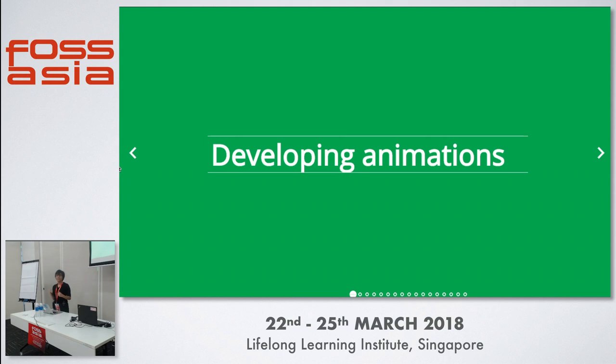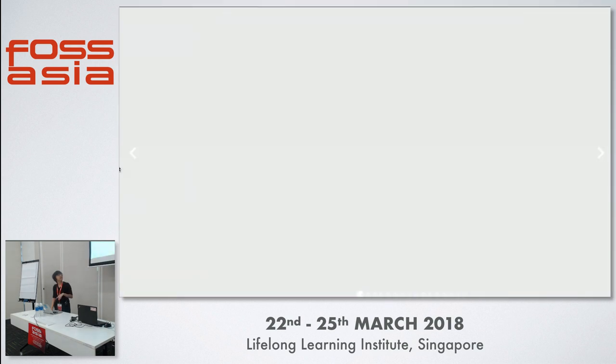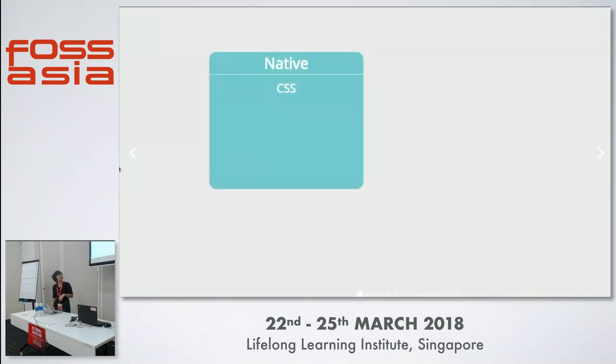Now let's get into the nitty-gritty of how to develop a good animation. With development, it's a really good time to be around. There are so many options available to develop really good animations. Let's start with what's available natively. One obvious one is CSS. We must have used CSS animation at one point or another. There are three ways to animate in CSS: animation, transition, and requestAnimationFrame.